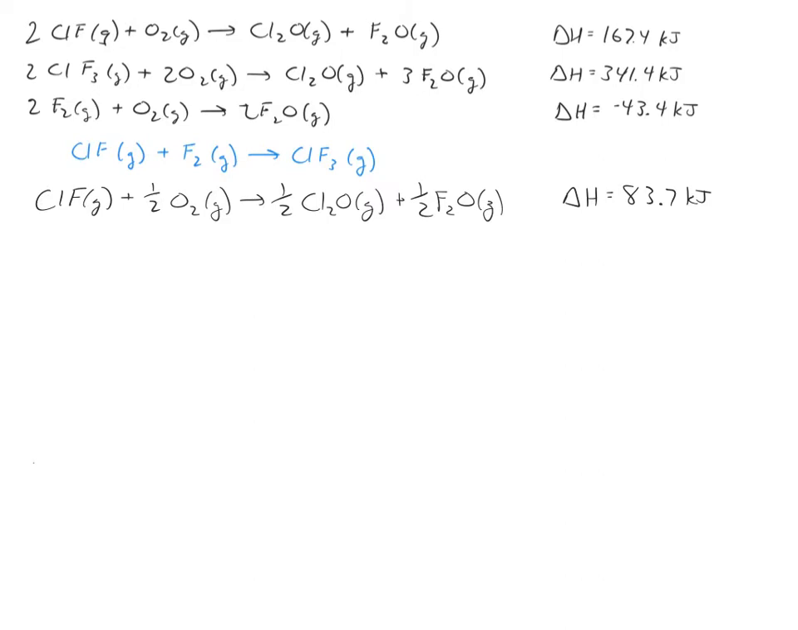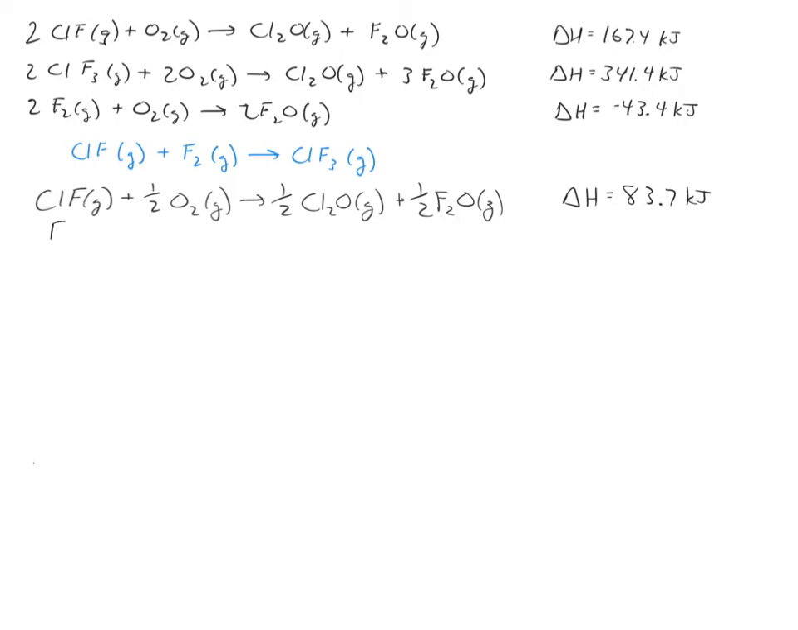Now, looking for the next thing. The next thing I should find in my unknown reaction is F2 gas as a reactant. I need one of them. And in this third equation, I see F2 gas. I see two F2 gases in this as reactants. That's good. I need to divide it by 2 again, however, to get rid of the 2 and have only one of that. So I take the third reaction that I'm given and divide everything by 2.